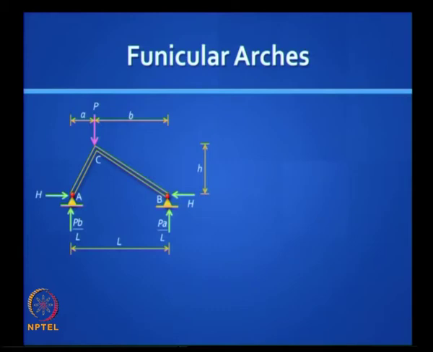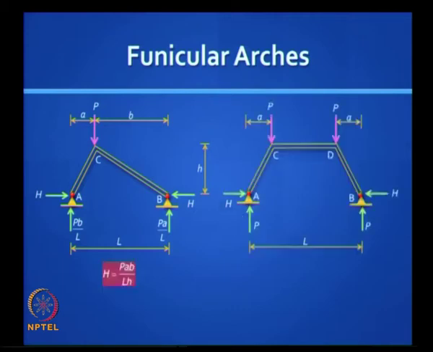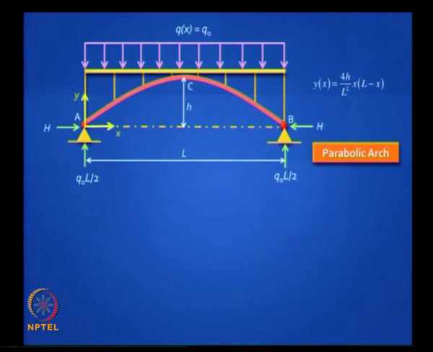Funicular arches are ideal arches, and if you have concentrated load, they have to be made up of straight lines. Sometimes they are called linear arches, and they take this shape, and they are very easy to derive. Now you can find the horizontal thrust by simply taking the bending moment at any point and dividing by the height at that point. So these are called linear arches.